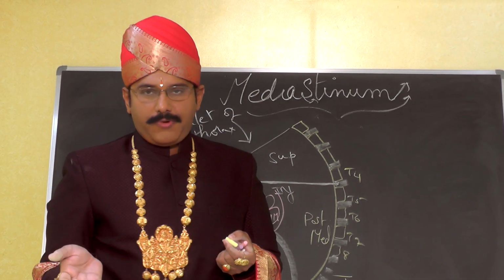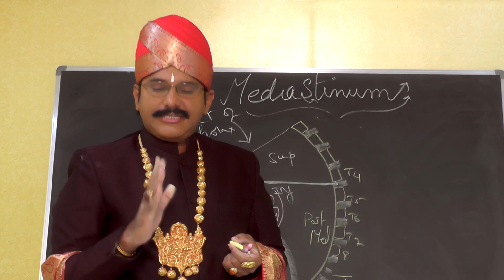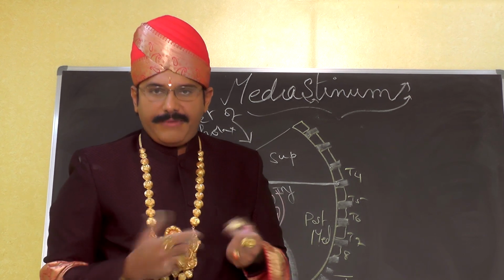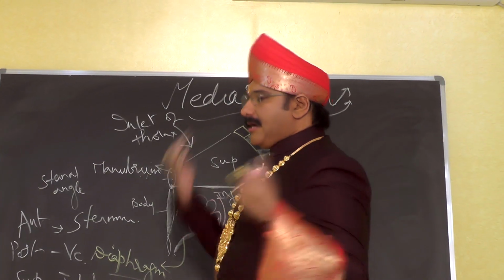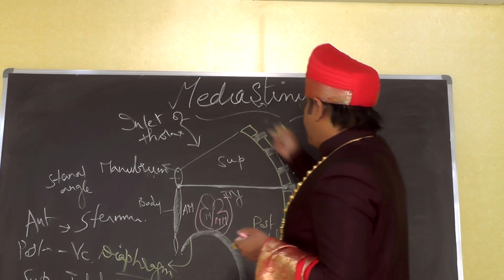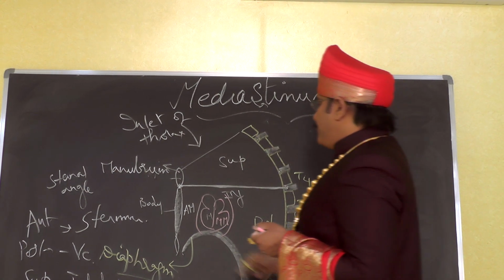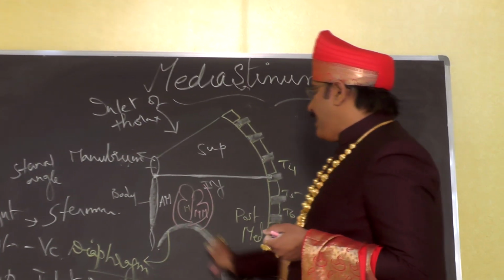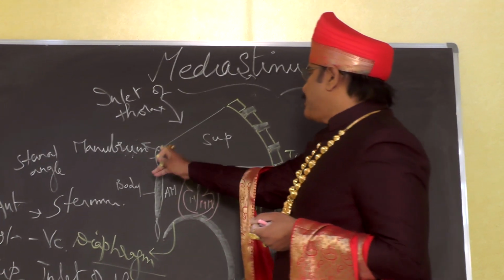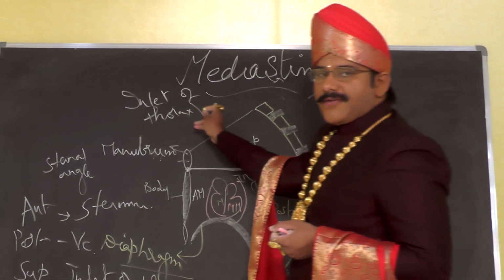We will be discussing them in great detail. But let us now understand the boundaries of the mediastinum. If you see, this is anterior and that is posterior. Posteriorly you have the vertebral column, anteriorly you have the sternum. Inferiorly we have the diaphragm, and superiorly you have the inlet of the thorax.